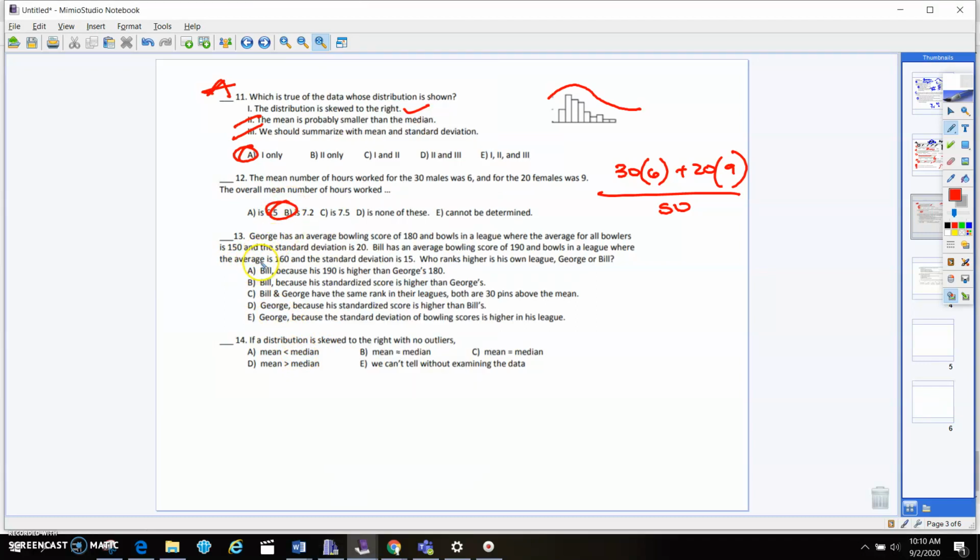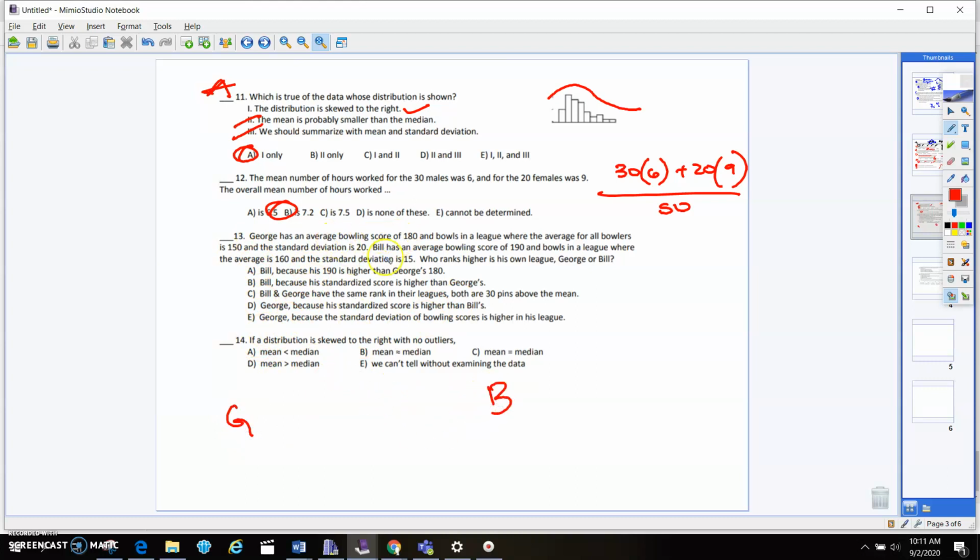Okay. George has an average bowling score of 180 and bowls in a league where the average for all bowlers is 150. Standard deviation is 20. Bill has an average bowling score of 190 and bowls in a league where the average is 160 and standard deviation is 15. Who ranks higher in his own league, George or Bill? Okay. So, when you're setting this one up, I would look at, all right, let's go with George and we've got Bill.